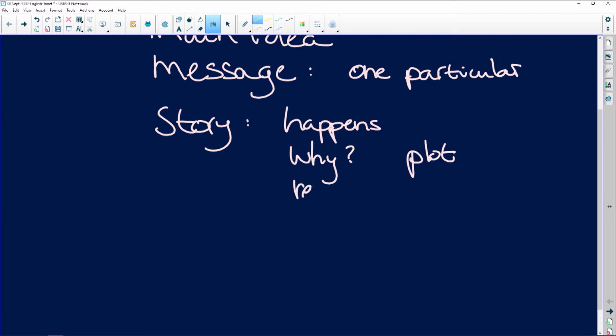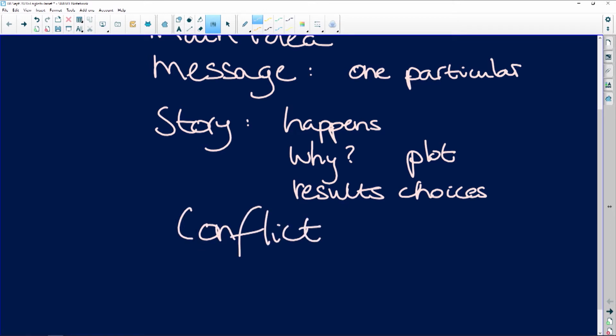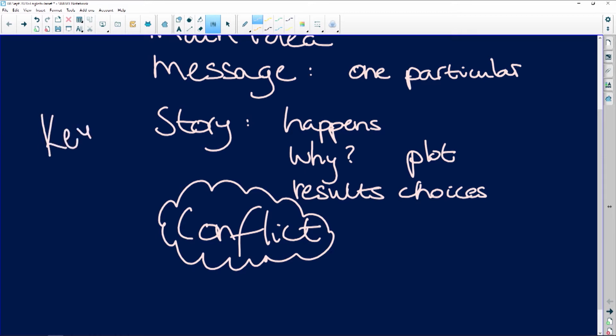What are the results of choices? What about conflict? What kind of conflict is there? Remember that literature depends on conflict. Without conflict, you aren't really going to have a literary text. So what do you notice that I'm doing? I'm going through the key features of the literary text in order to get to theme.